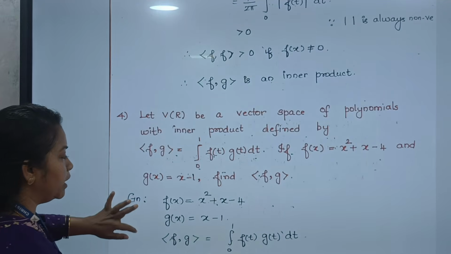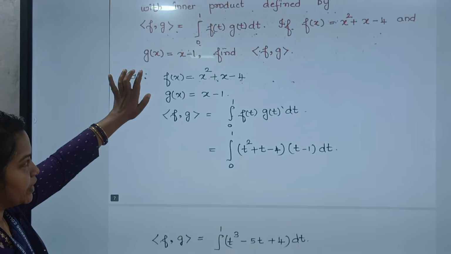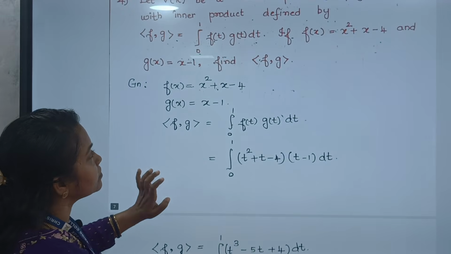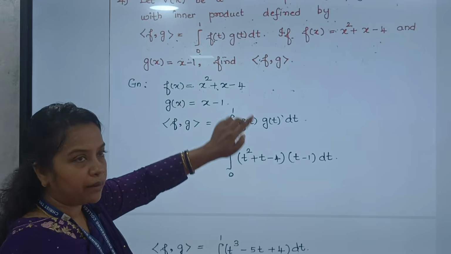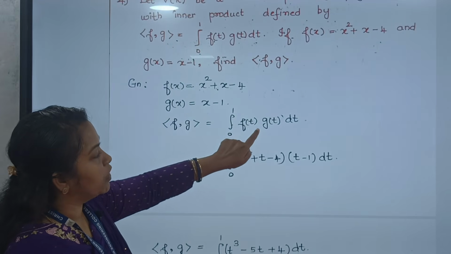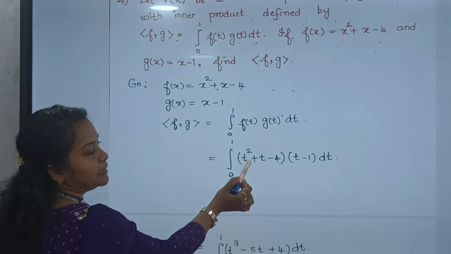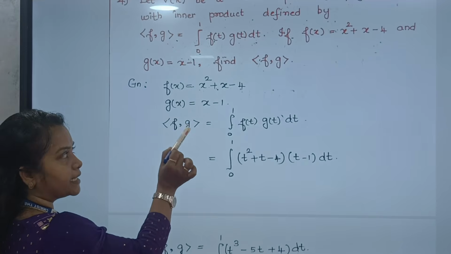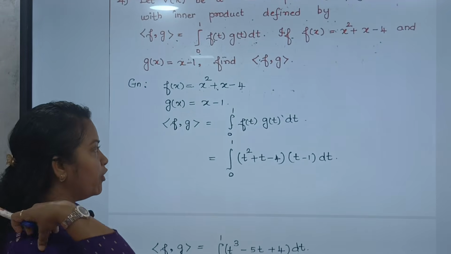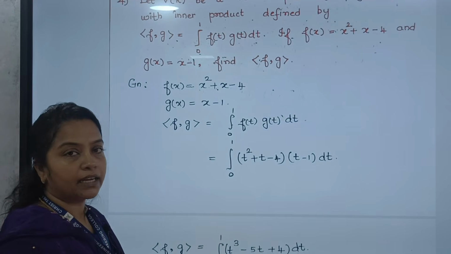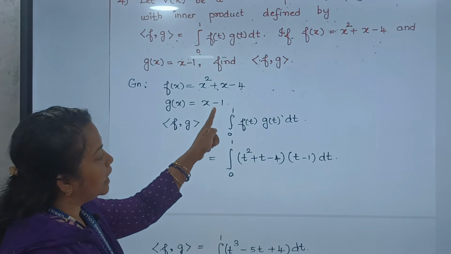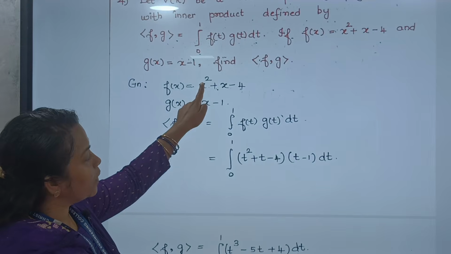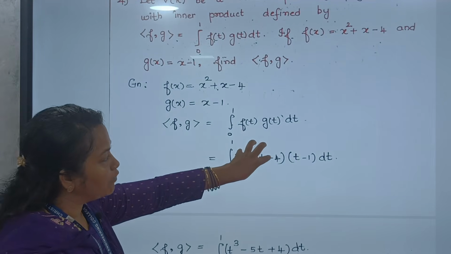ஓகேவா? ஸோ அதுக்கு நம்ம என்ன பண்ண போறோம்னா first given part f of x உம் g of x உம் they have given. inner product f comma g கேட்டிருக்காங்க. ஓகே, ஸோ கொடுத்துருக்கிற definition படி I am writing 0 to 1 f of t g of t dt. இப்போ f of tக்கு பதிலா I have to substitute. So f of x தான் என்ன கொடுத்திருக்காங்க? x square plus x minus 4 ன்னு they have given. அப்போ f of x கொடுத்து f of t ன்னு கேட்டா what we can write? xக்கு பதிலா இங்க இருக்கிற ஈக்குவேஷன் எல்லாத்துலயும் t ஆ மாத்தி எழுதணும். அப்ப t square plus t minus 4. இது f of t ஓட வேல்யூ.